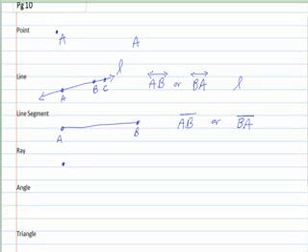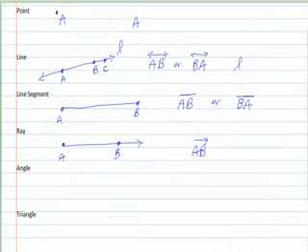A ray has a beginning but no end. So when we call this ray AB, the order in which I write the letters is important because I'm saying that this ray begins at A, goes through B forever and ever on through space. So I cannot mix these letters up. I can't call this ray BA. All right?